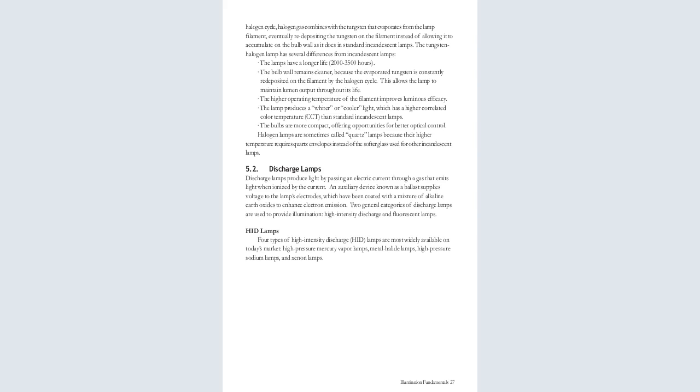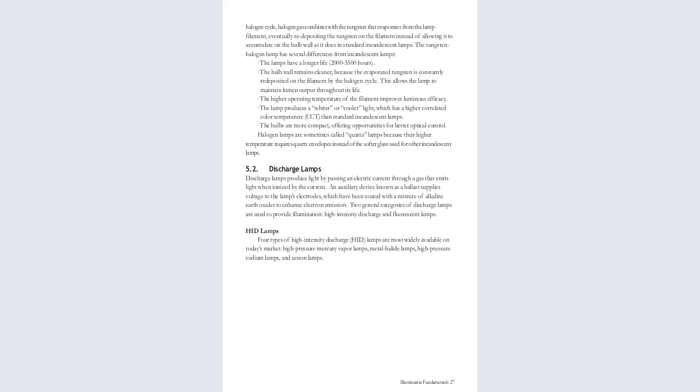So we have other types of lamps called the discharge lamps. Discharge lamps produce light by passing an electric current through a gas that emits light when ionized by the current. An auxiliary device known as a ballast supplies voltage to the lamp electrodes, which have been coated with a mixture of alkaline earth oxides to enhance electrode emission. Two general categories of discharge lamps used to provide illumination are the high intensity discharge and the fluorescent lamps. So the high intensity discharge, we are going to look at them now.